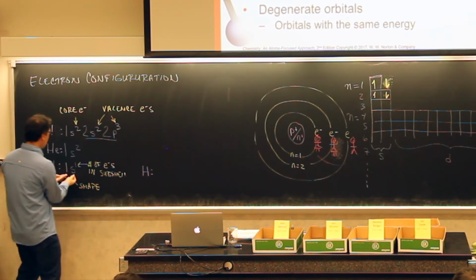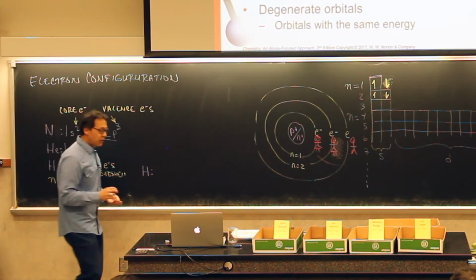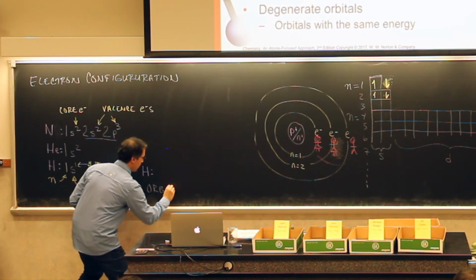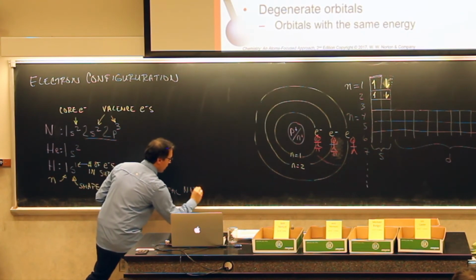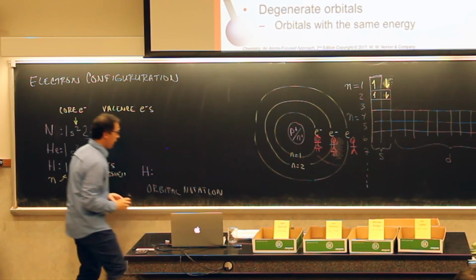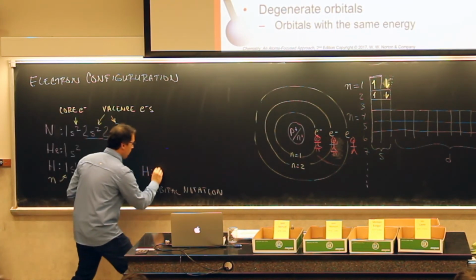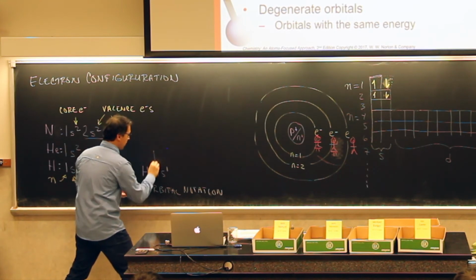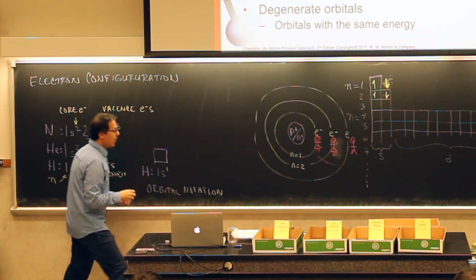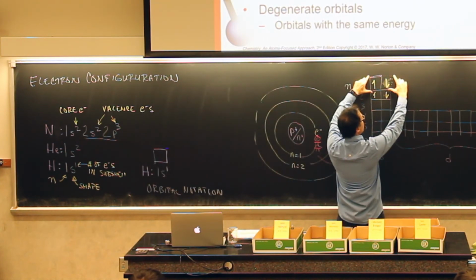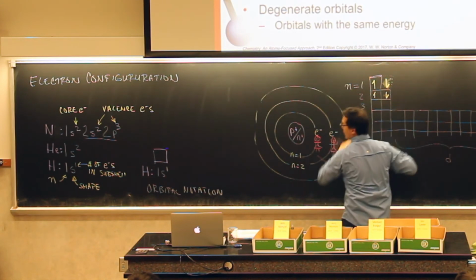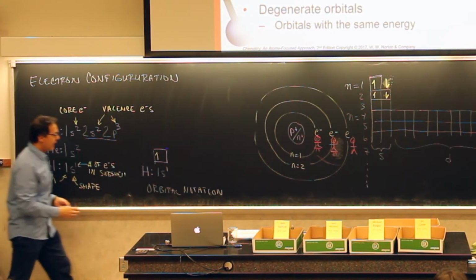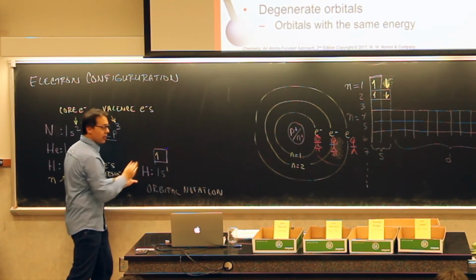Here's my electron configuration. It's 1s1. Now if I'm going to do my orbital notation, I'm going to draw a box for my orbital notation. Here's my box. That box is this subshell here, which can hold 2 electrons. And so I'm going to put my 1 electron in there, like this. And that is my orbital notation, that box for 1s1 with that 1 electron.